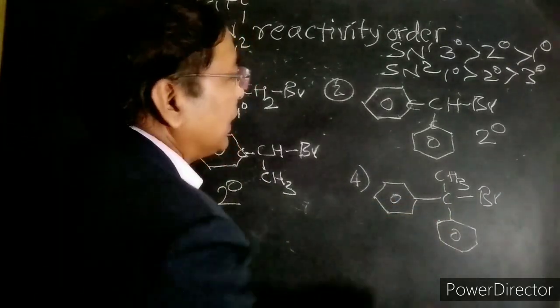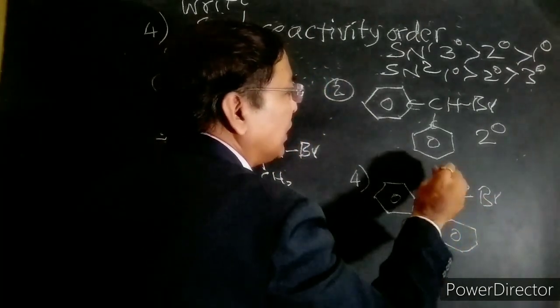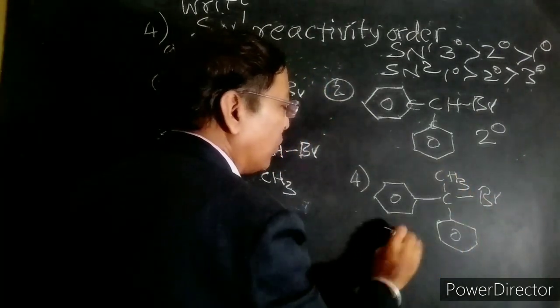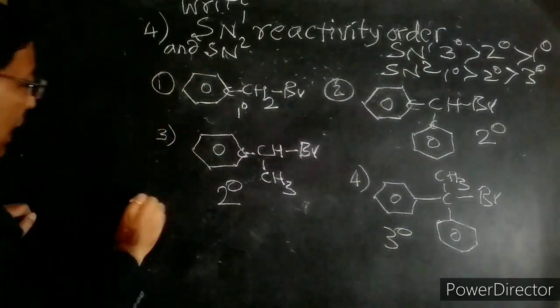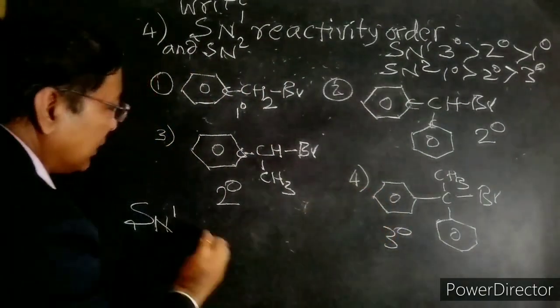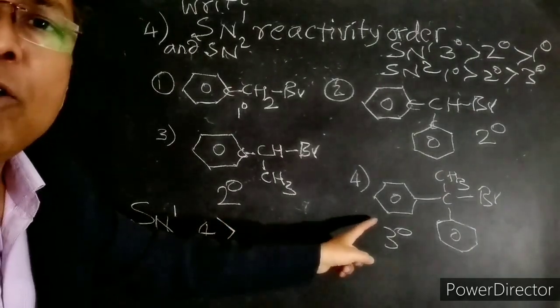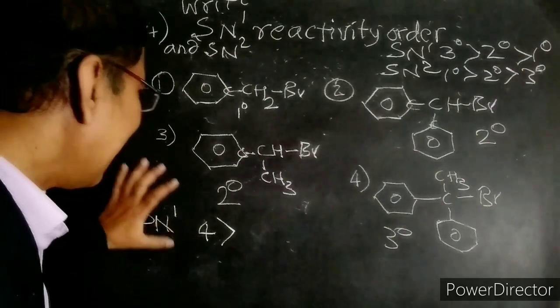And the last one is, here the halogen atom is attached to a carbon. That carbon is attached to 1, 2, 3 carbons. Therefore this is tertiary. Therefore the SN1 reactivity order starts with tertiary. Tertiary means this is the fourth. It undergoes SN1 reaction very rapidly or very easily.